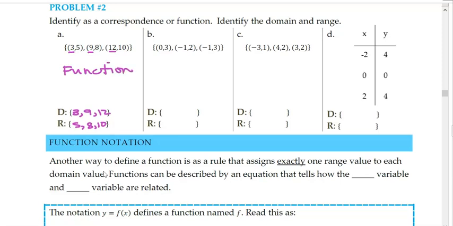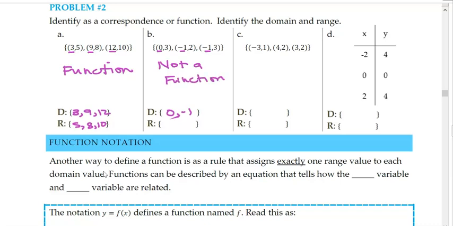And then we can do the same thing for these other ones. Let's just look at this one here. So I can see that my domain is 0, and then I've got 1, -1, and -1. And that is repeated. We don't need to repeat it down here when we're listing the domain and range, but we do need to identify those are repeated. And since the x value is repeated, that means this is not a function.